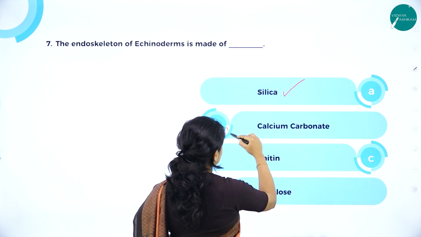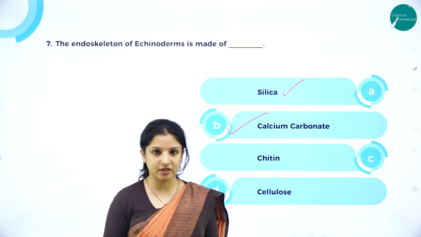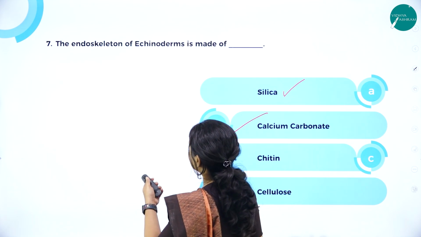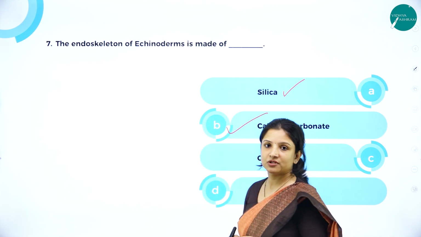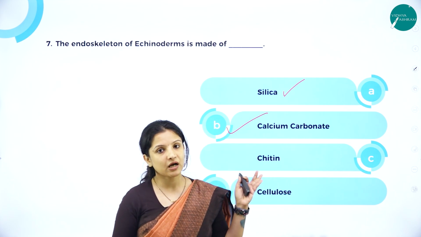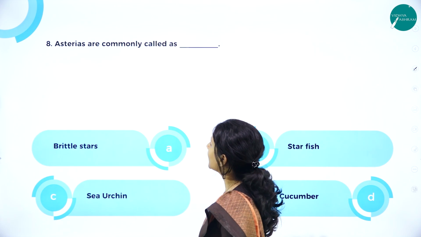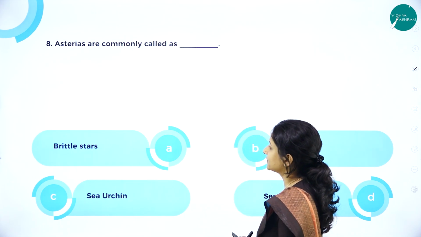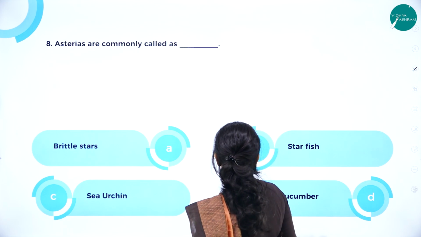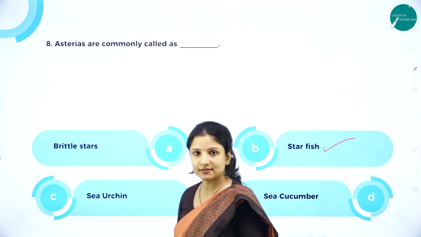So therefore the answer here is calcium carbonate because they are calcareous spiny bodies or they are calcareous ossicles. Or they can ask the ossicles of echinoderms is made of. The question can be asked like that. That time also calcium carbonate only is the right answer. Next, asterias are commonly called as, is it brittle stars, is it starfish, or sea urchin or sea cucumber? It is starfish because asterias are commonly called as starfish.